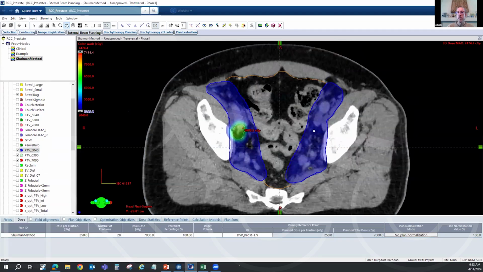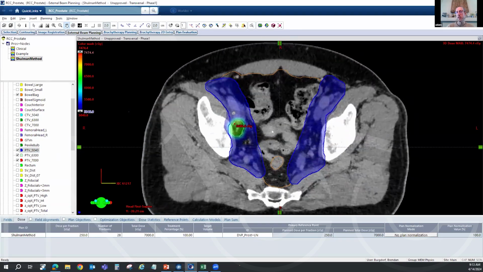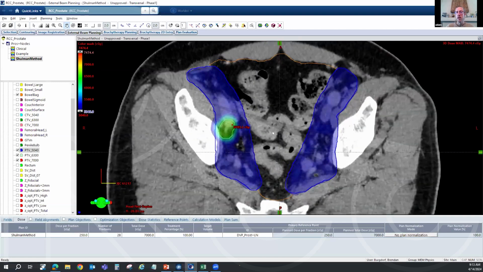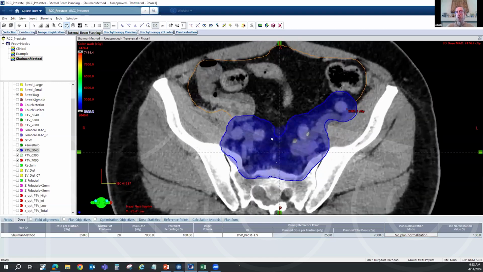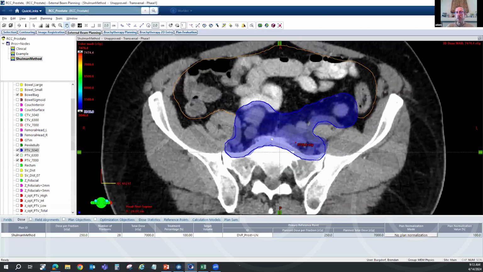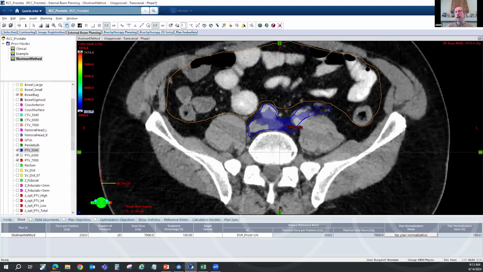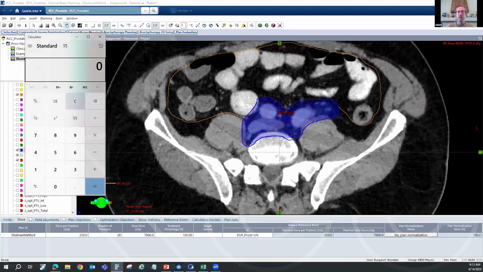And noting to everyone, because we spent so much time on these contours, this plan only took Brendan one time. So he didn't have to do multiple iterations. He didn't have to add extra planning structures to help.